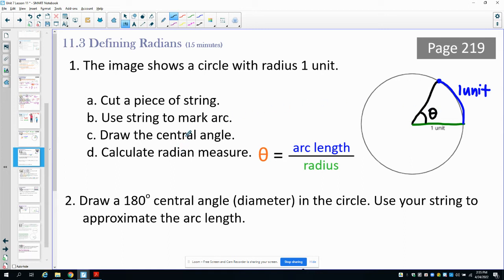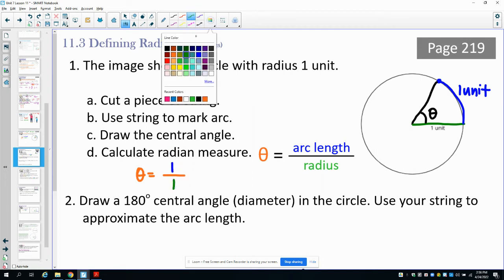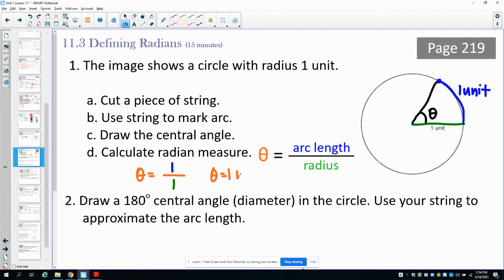So then here's your central angle. What would that be in radians? The radian measure of this is going to equal the arc length, which was 1, divided by the radius, which was 1. So this angle created is equal to 1 radian.